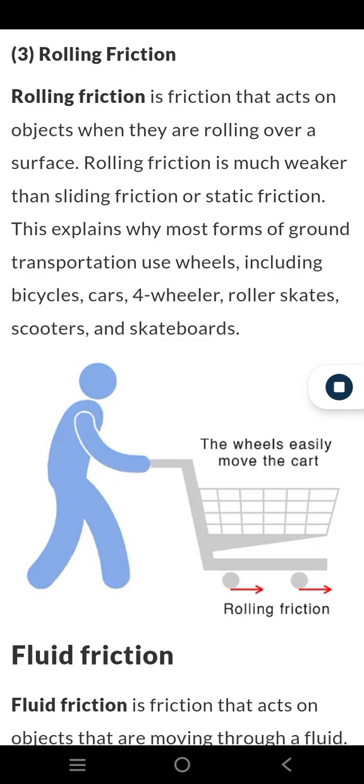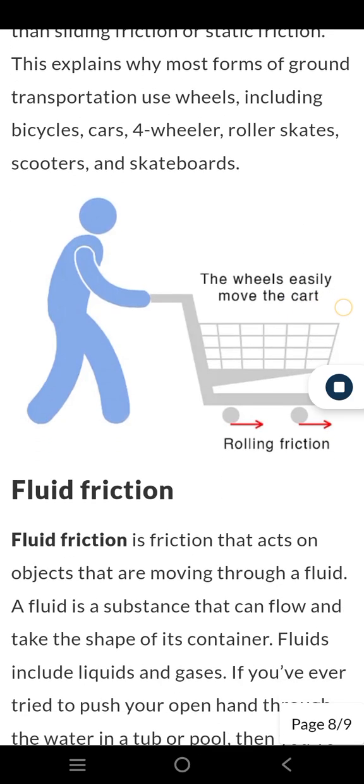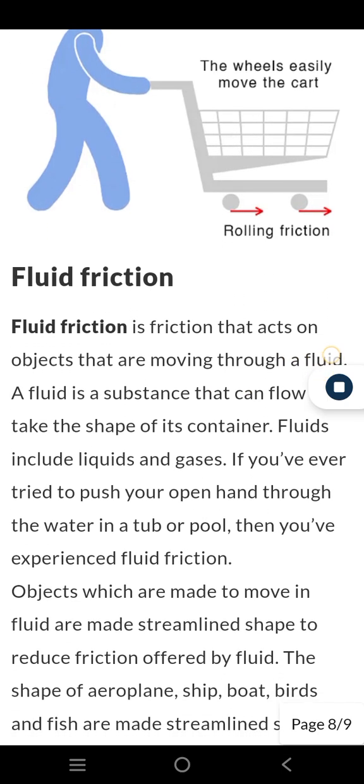Rolling friction is friction that acts on objects when they are rolling over a surface. Rolling friction is much weaker than sliding friction or static friction. This explains why most forms of ground transportation use wheels, including bicycles, cars, four-wheelers, roller skates, scooters, and skateboards.